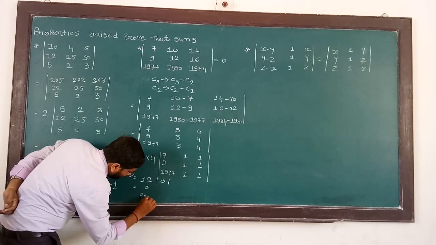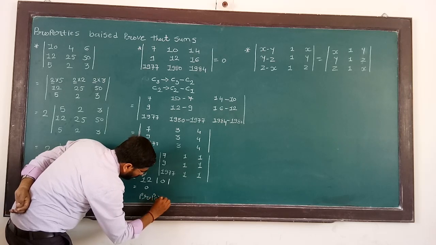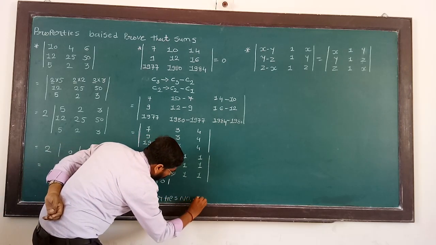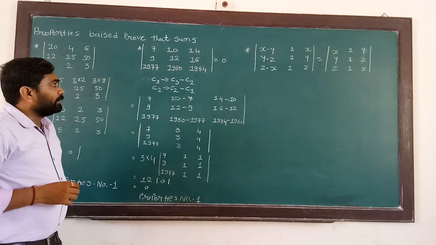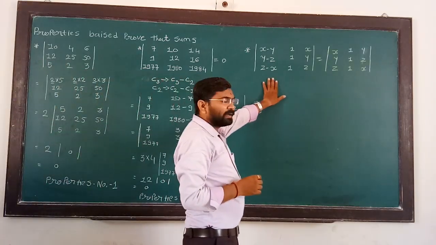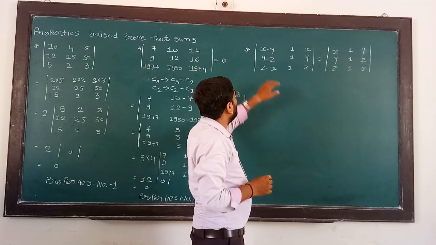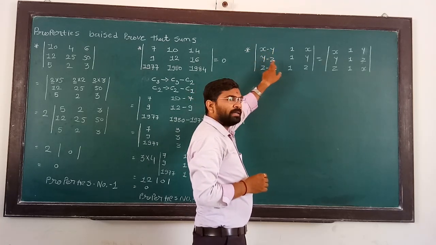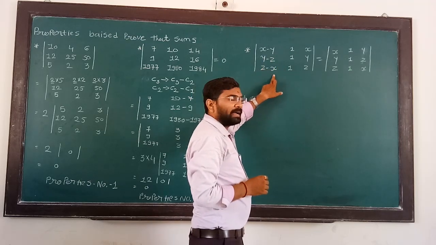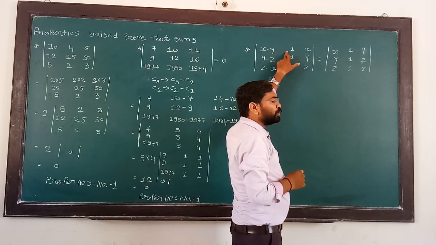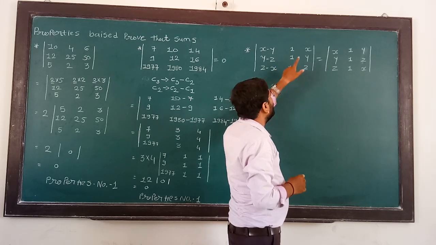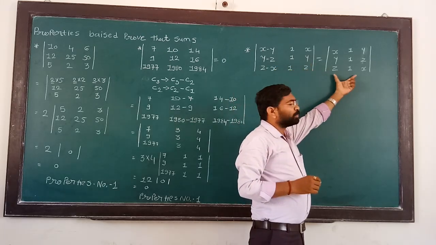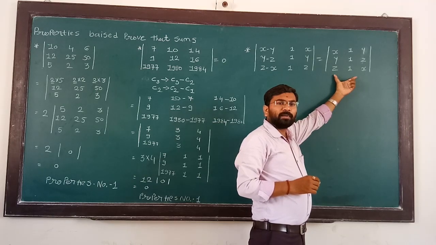Here we write property number 1. Now see the students, in the third example we have the determinant with column 1: x minus y, minus z and z minus x; column number 2: 1, 1 and 1; column number 3: x, y and z. We have to prove this type of determinant.